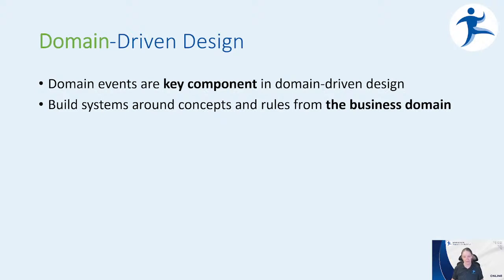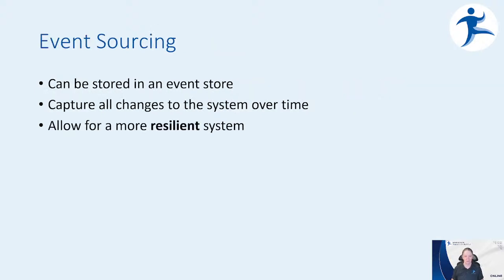When you have domain events, you can also deal with something called event sourcing. This allows you to capture your events in an event store, such as an event store DB, which is now known as Kurrent DB. But you can capture all these changes to a system and track them over time. This will allow you to build a more resilient system.